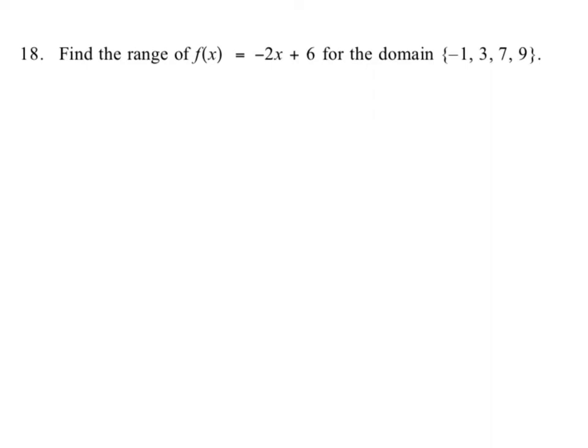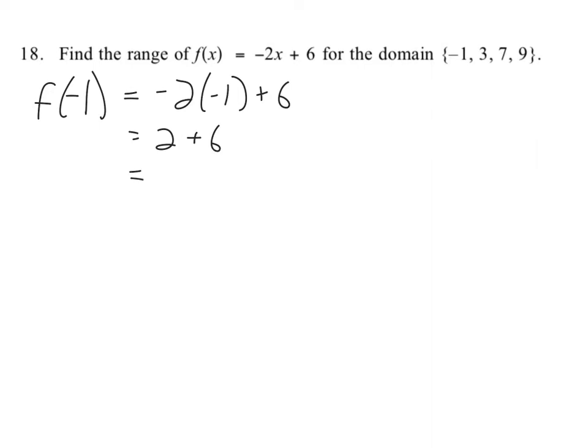Okay, find the range of this function, f of x equals negative 2x plus 6 for that domain: negative 1, 3, 7, and 9. So the idea here is that we're going to write this multiple times. We're going to write f of negative 1, and that's going to equal negative 2 times negative 1 plus 6, and let's calculate it. Negative 2 times negative 1 is 2, plus 6 is 8. F of negative 1 equals 8.